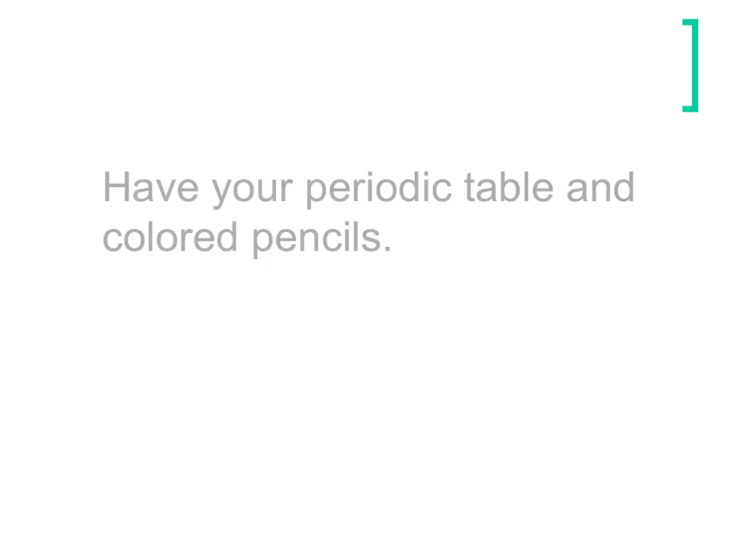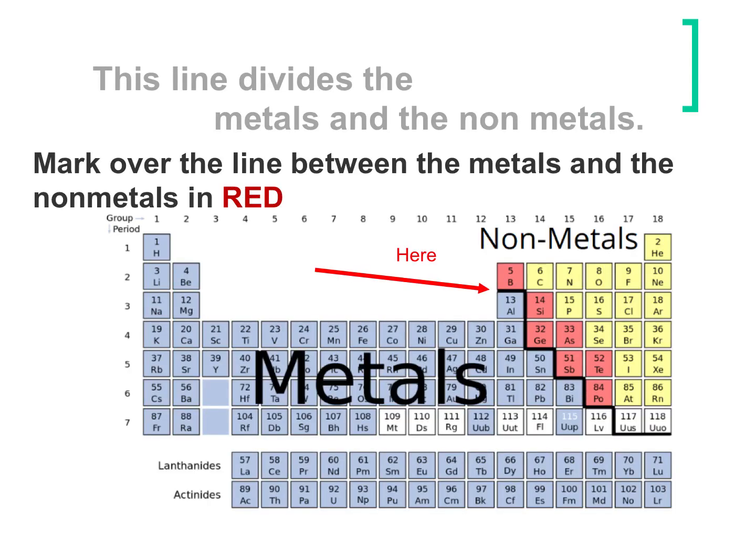We're going to begin our coloring activity. Have your color pencils with you. Again, pause the video anytime you need it. The first thing you're going to do is mark over the line between the metals and the non-metals with a red pencil. This is the only place where I really want you all to use the same color. Use red, because this division line between the metals and the non-metals is very important. And if it's bright red, you're going to find it.